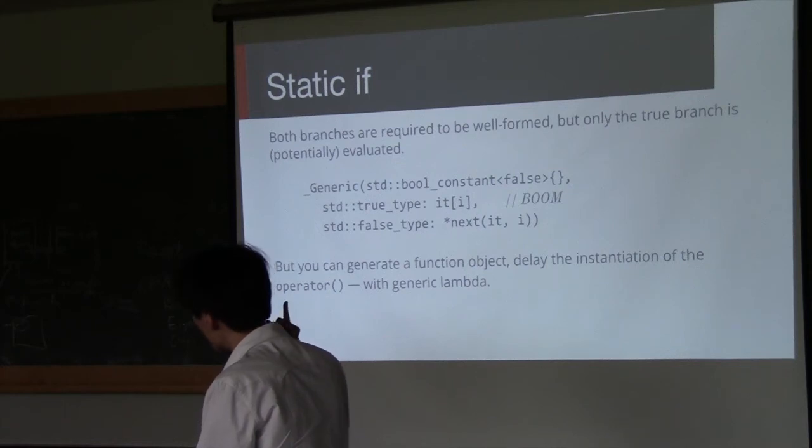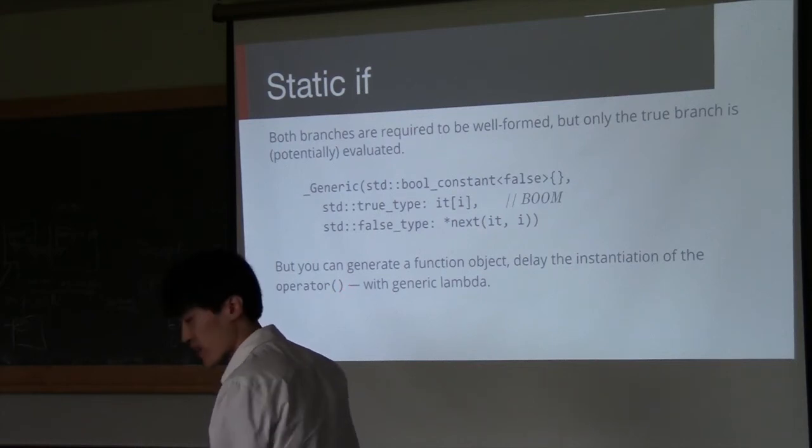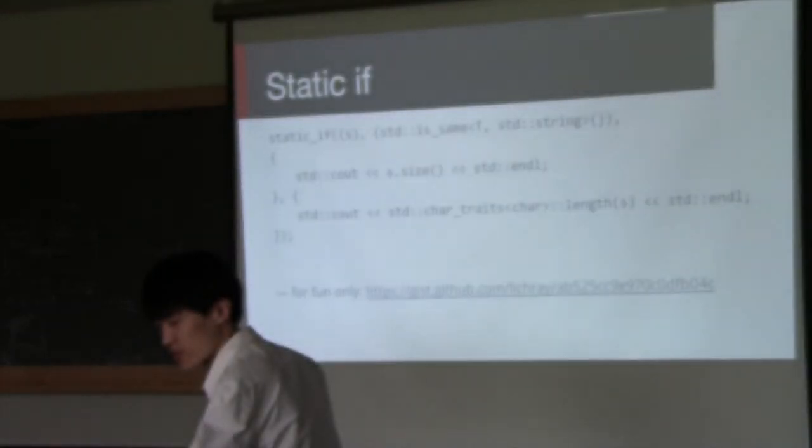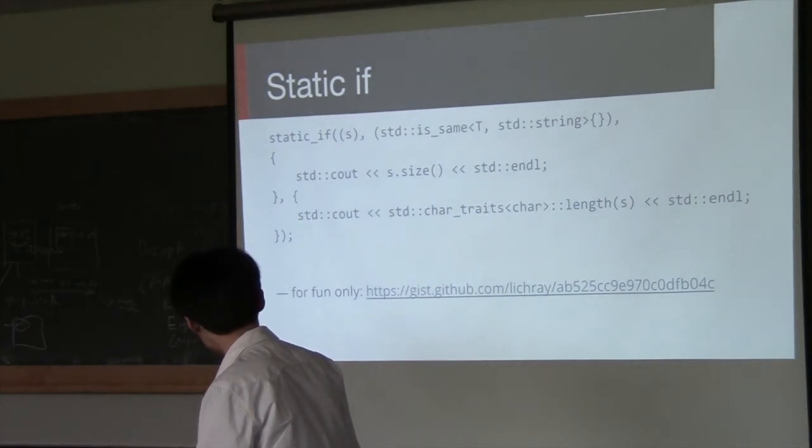Since it's an unevaluated context, the function object will not compile in the fourth branch. And we use a generic lambda to forward all the arguments we are going to examine. That's going to work. And it does.